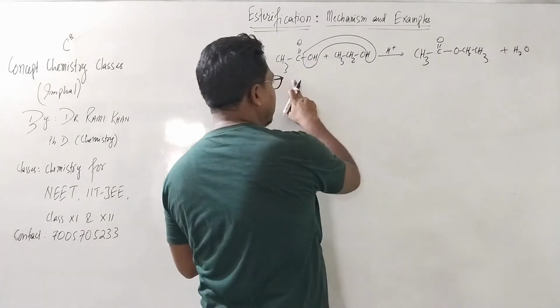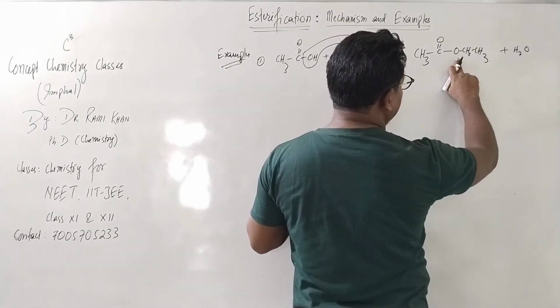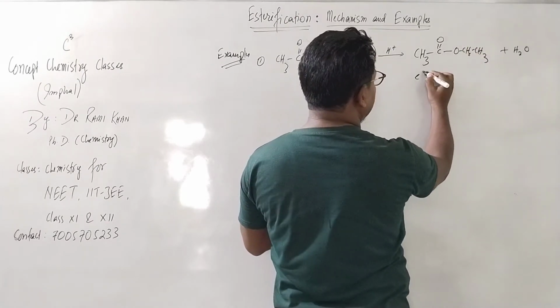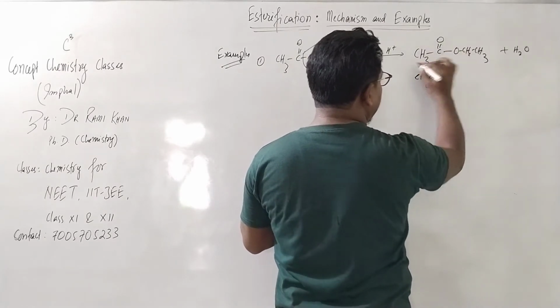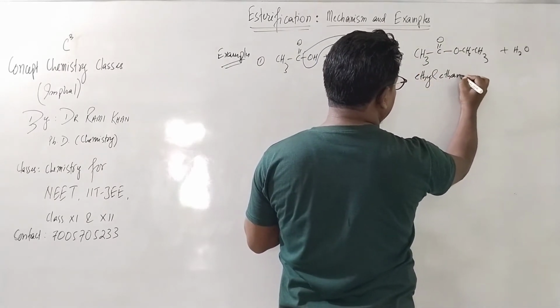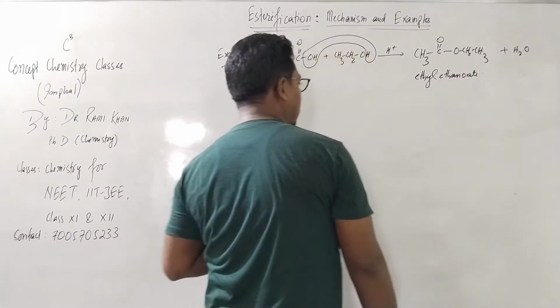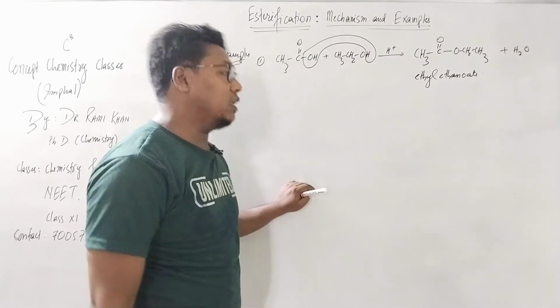So this is our ethanoic acid, this is our ethanol, and the alkyl group attached to this oxygen is ethyl. So its IUPAC nomenclature is ethyl ethanoate, right? Or it can be written like this, ethyl acetate also.